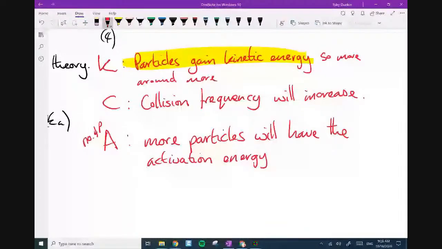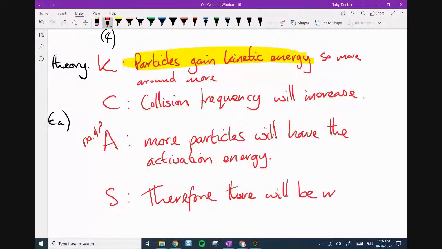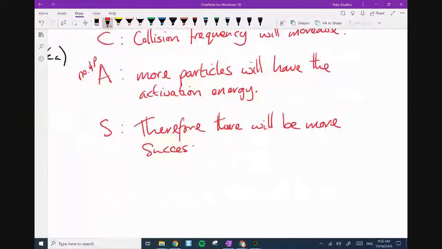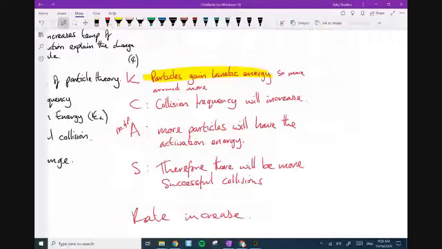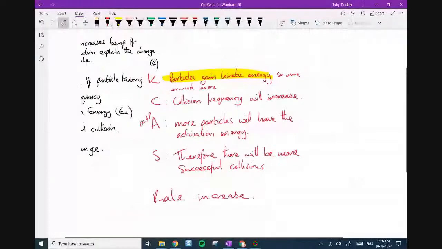Therefore, there will be more successful collisions. More successful collisions. Rate increase. We're done. So it's quite nice. KCAS is super handy because all of a sudden, instead of waffling, you're just hitting these four marks, which most students don't get anyway.